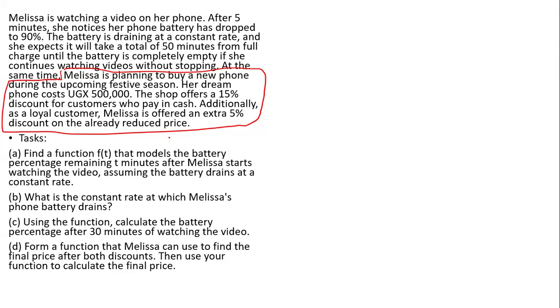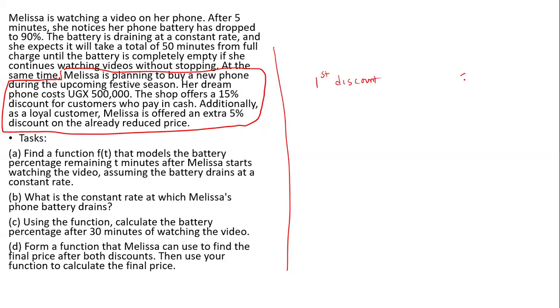Now, what are you going to say? They're asking us to find the function that Melissa can use to find the final price. That means when they tell us to form a function, they want us to form one function. Remember, we have two things here. Melissa was first given the first discount. I'm going to say this is the first discount.